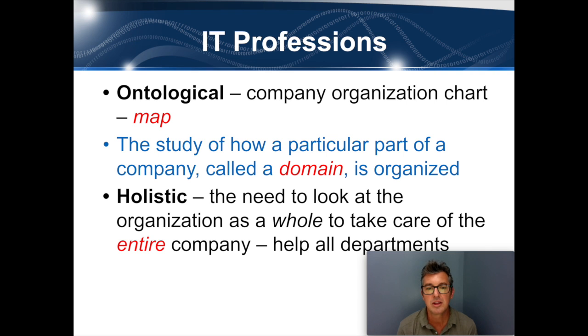What you need to know about the holistic, the need to look at the organization as a whole to take care of the entire company and help all domains or departments. So the idea is when an analyst comes in, they use an ontological chart to organize the company. That way they can look holistically. They can look at the whole thing and see where there's some overlap or some redundancy to make the entire company more efficient, right? They'll reroute who works for who and how, or they may remove entire departments or positions, right? That's why they look at it holistically.